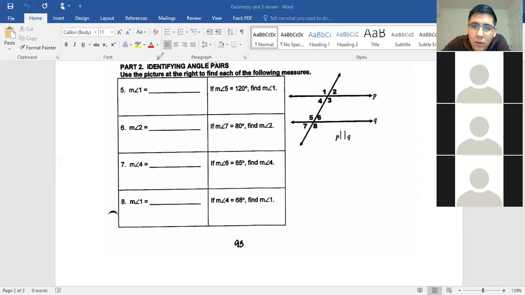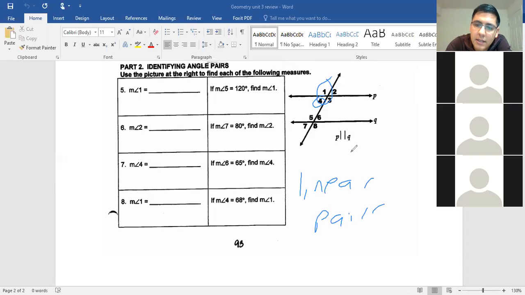Now it's telling you angle 4 and angle 1. So angle 4 and angle 1. What about those? What kind of angles would those be? Congruent or supplementary? Supplementary. Yes, they are supplementary, right? We call those linear pairs. There we go.